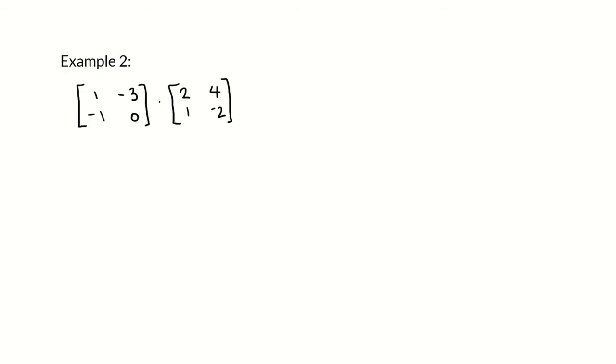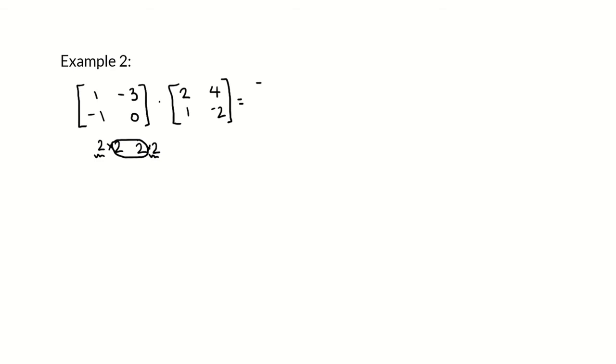Example 2, we first check the dimensions. This first matrix is 2 by 2, and the second matrix is also 2 by 2. So we need the middle numbers to match. They do. And the answer is going to be the two leftover numbers, so the answer will be 2 by 2. Now, since matrix multiplication is a combination of multiplying and adding, there's some work to show.